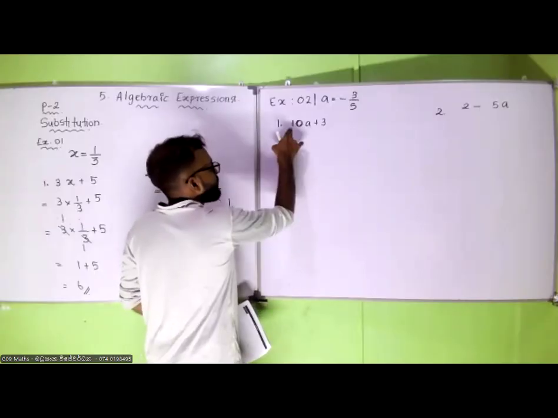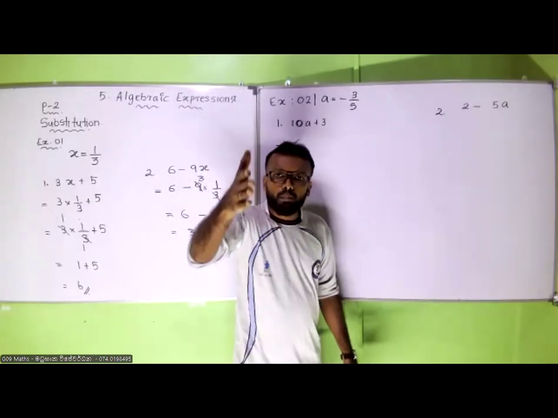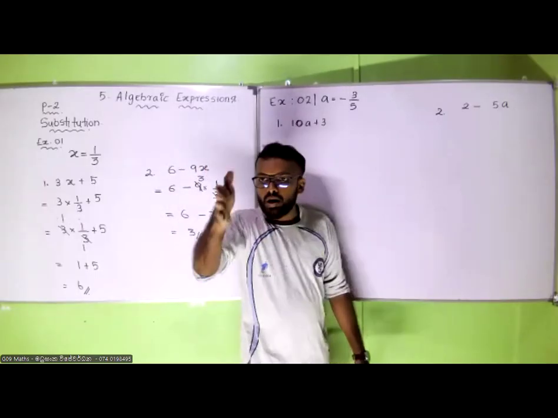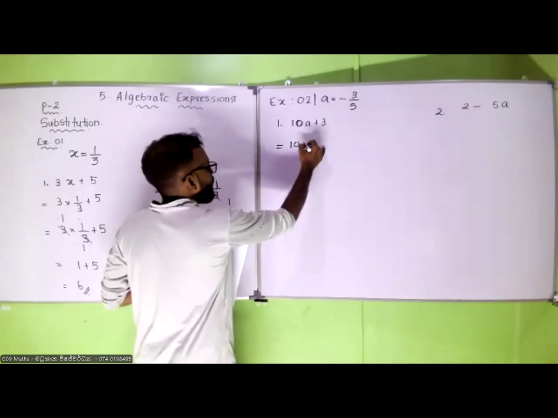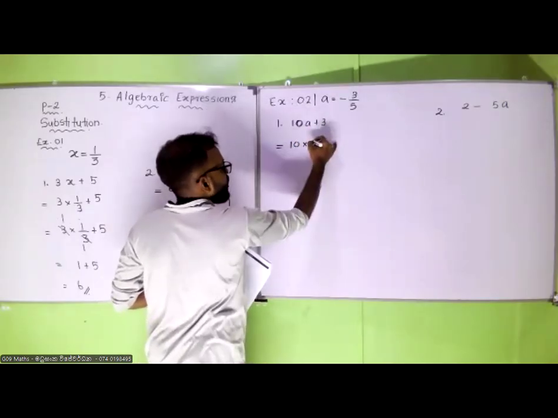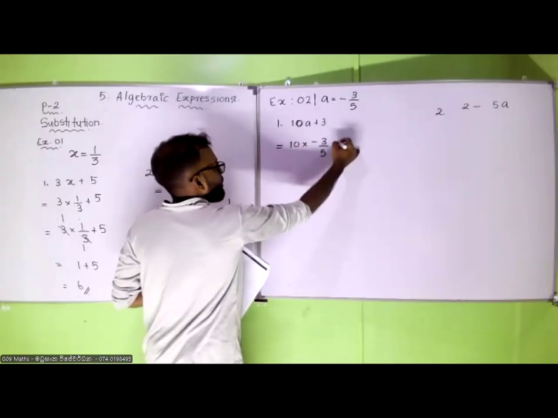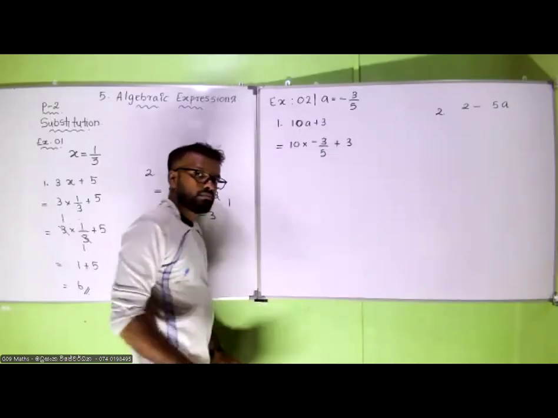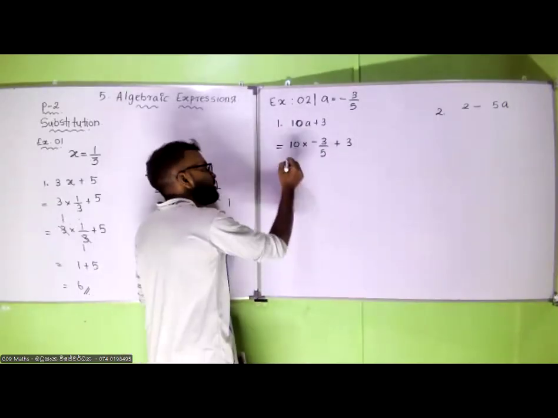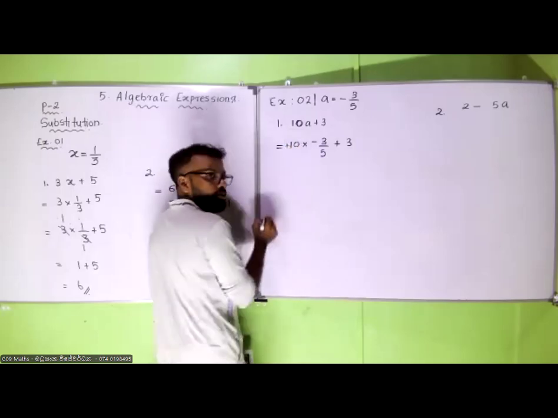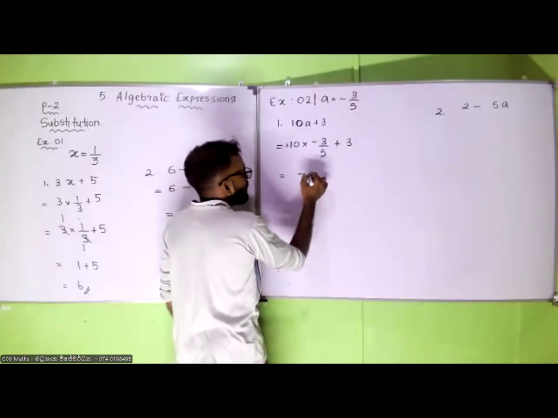Equal mark. Now here you have 10A, which means 10 multiplied by A. Instead of A, you are going to substitute -3 divided by 5, plus 3. What do we have here? Very simple. This is positive 10. Positive into negative, negative.